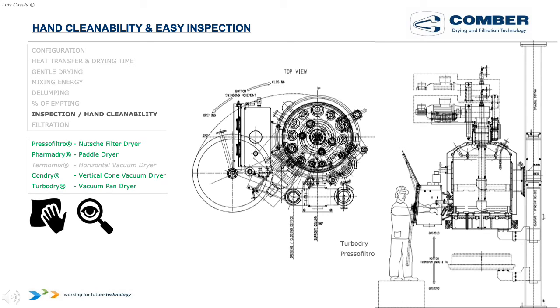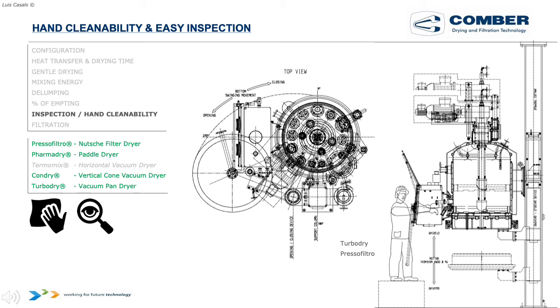Not a common execution, but of course available, is the single column supporting leg. I mean, it's possible to remove the three standard supporting legs and support the dryer with just one single column. See on the right-hand side how we can support the whole dryer with just one single column. Then the bottom can be lowered and later rotated and removed from the vertical axis, improving the hand cleanability and the direct inspection.